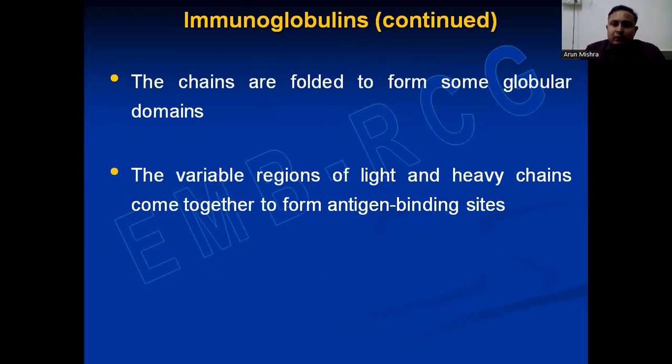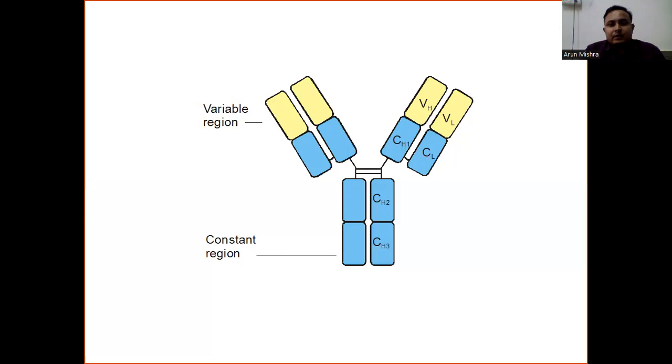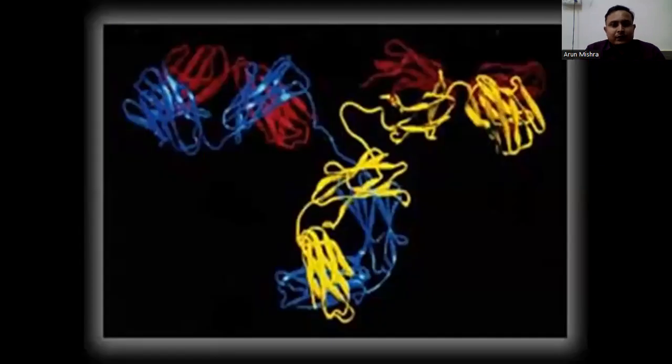The chains are folded to form some globular domains. The variable regions of the light and heavy chains come together to form antigen binding sites. These are the sites which are capable of forming a bond with the antigen and thus are known as antigen binding sites. We can see the variable and constant region in the heavy chain and in the light chain both. This is the molecular structure of an immunoglobulin.